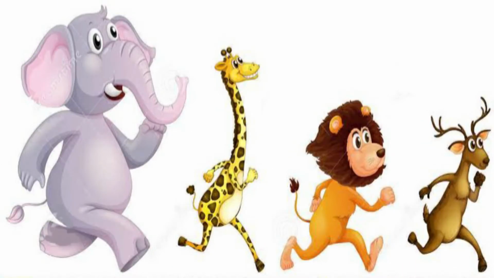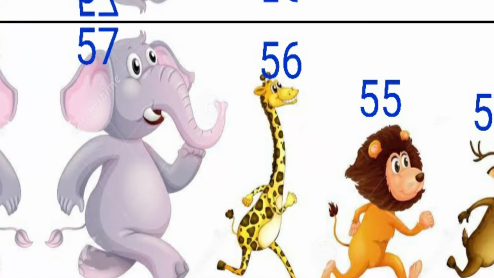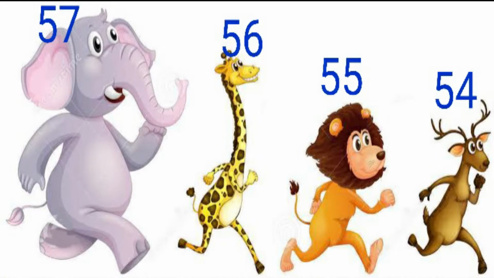See this image, children? What are there in this image? Yes, deer, lion, giraffe, and elephant. They are running one after the other. Here also, let us give the numbers for each of the animals. 54 for deer, 55 for lion, 56 for giraffe, and 57 for elephant. Which animal is before elephant?